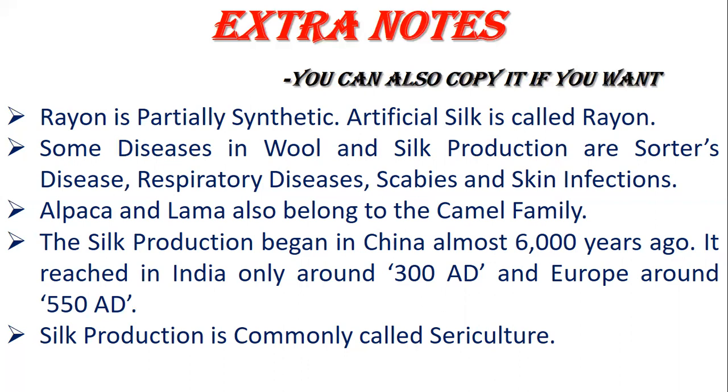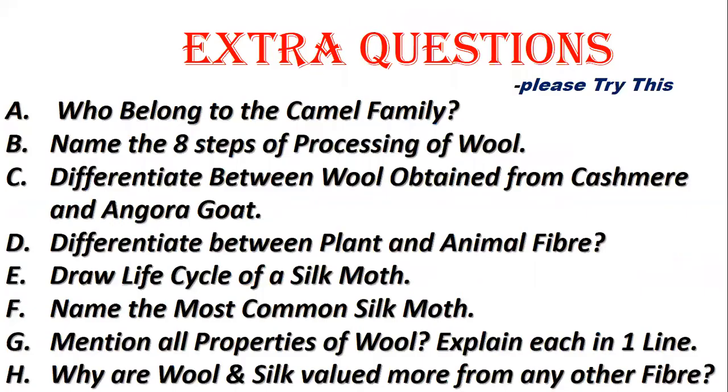First, rayon is partially synthetic. Artificial silk is called rayon. Second, some diseases in wool and silk production are sorters disease, respiratory diseases, scabies, and other skin infections. Third, alpaca and llama also belong to the camel family. Fourth, silk production began in China almost 6,000 years ago. It reached India only around 300 AD and Europe around 550 AD. The last, silk production is commonly called sericulture.